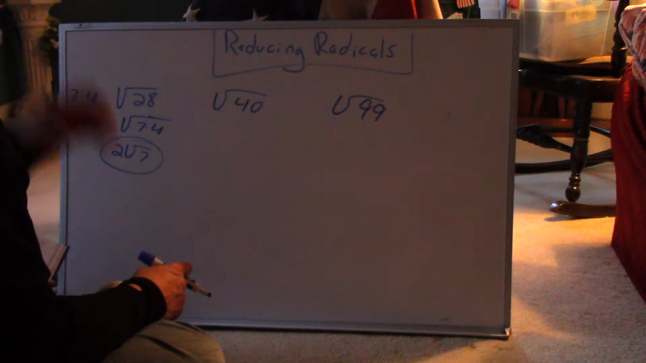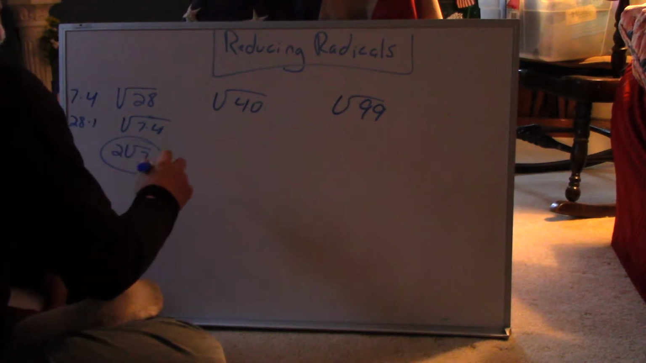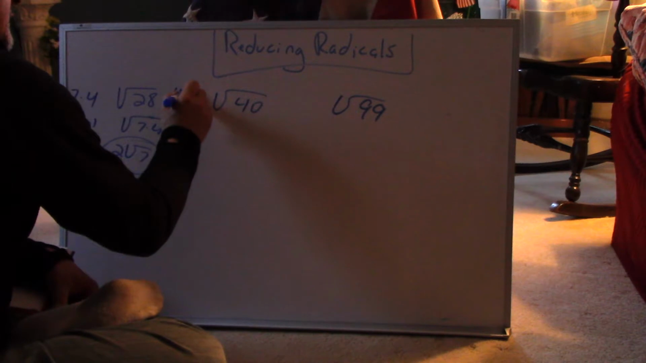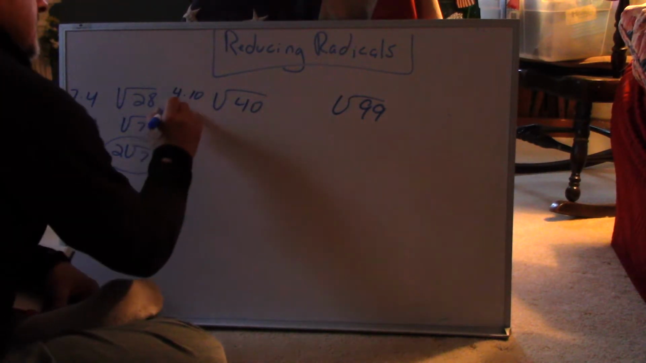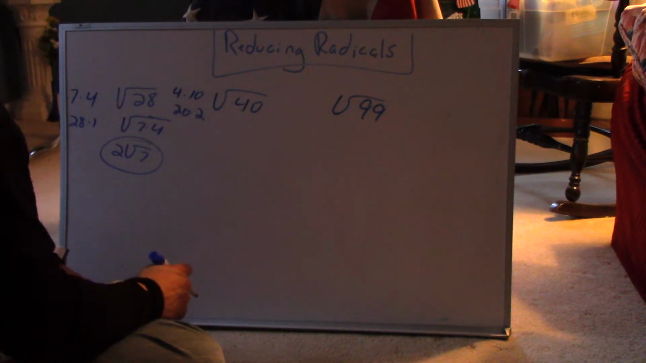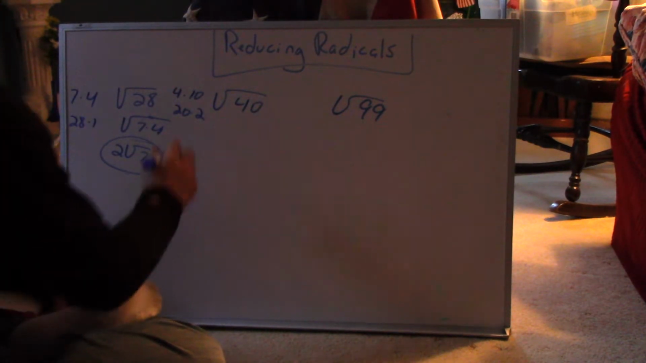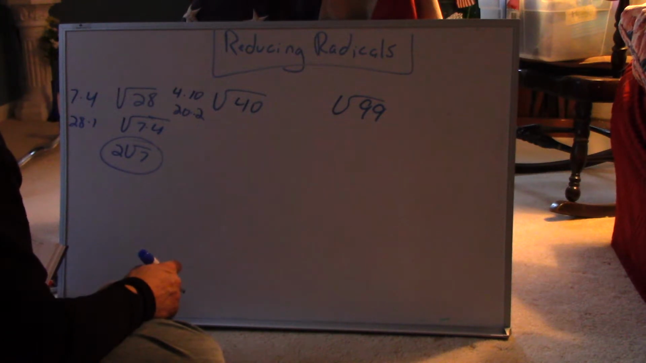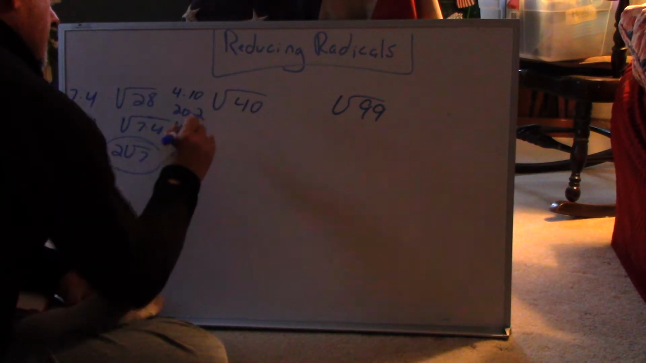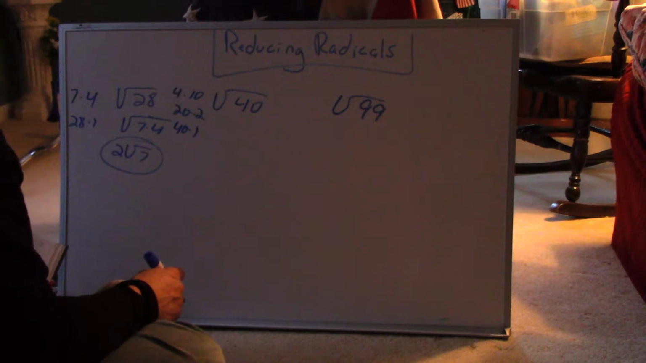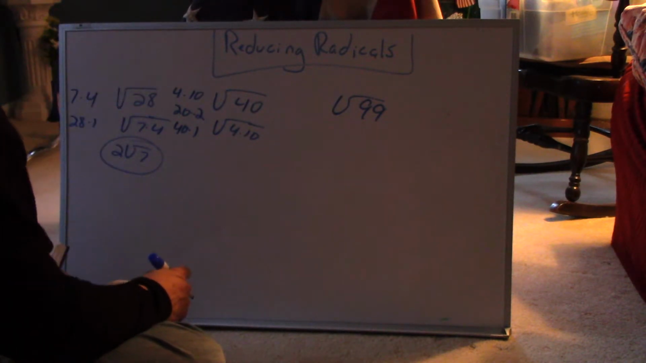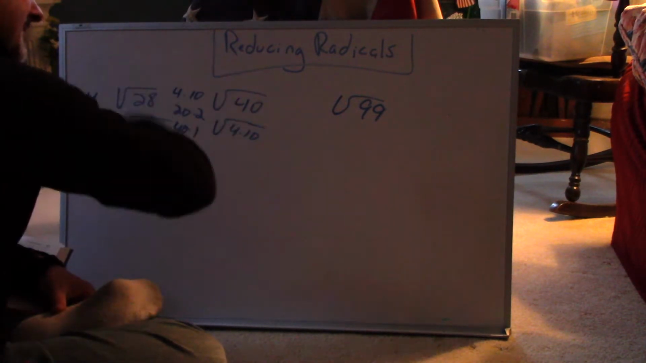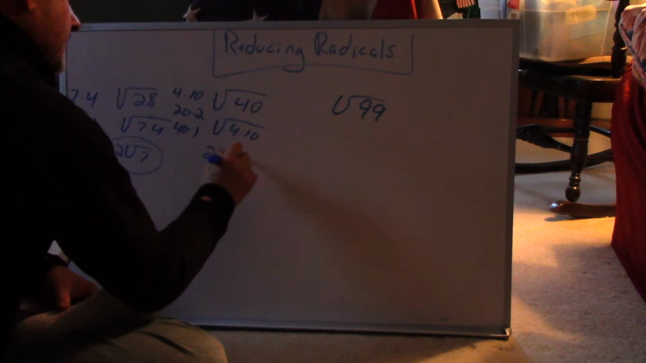All right, radical 40. I say to myself, what are the factors of 40? 4 times 10. That could be it, but I don't know. 20 times 2. I'm going to go, and of course 40 times 1, which is ridiculous. We're not going to do it. But I write it just for your sake. I would go 4 times 10. What is the square root of 4? 2. That comes outside. Radical 10 left over.